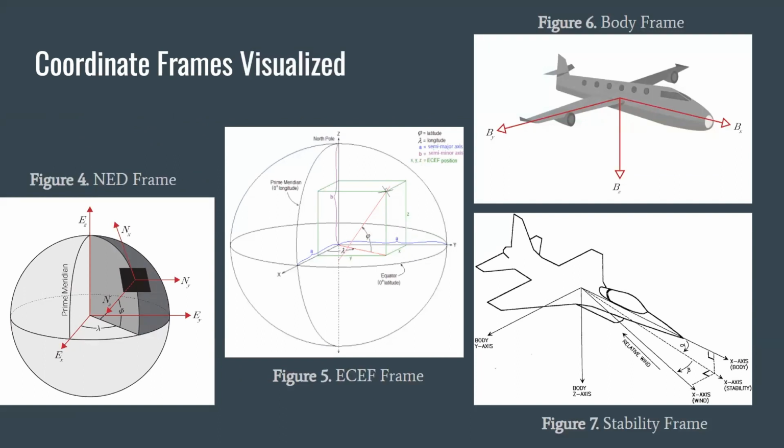And here we have four different examples of the frames just described. The first one is the northeast down frame. The second one, figure 5, is the ECEF frame, or Earth-centered, Earth-fixed frame. The third one is the body frame. And finally, you can see the stability frame is only a slightly offset version of the body frame.